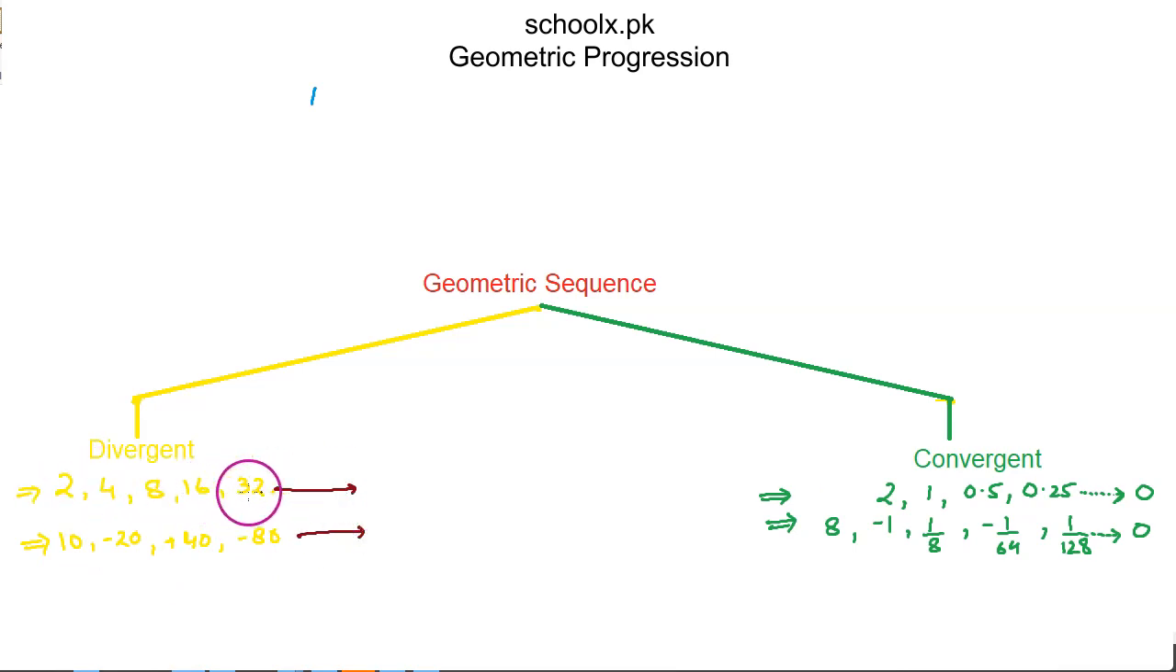The ratio of this geometric sequence is 2. The common ratio of this geometric sequence is negative 2. Yes, ratio can be negative. Common ratio can be negative.